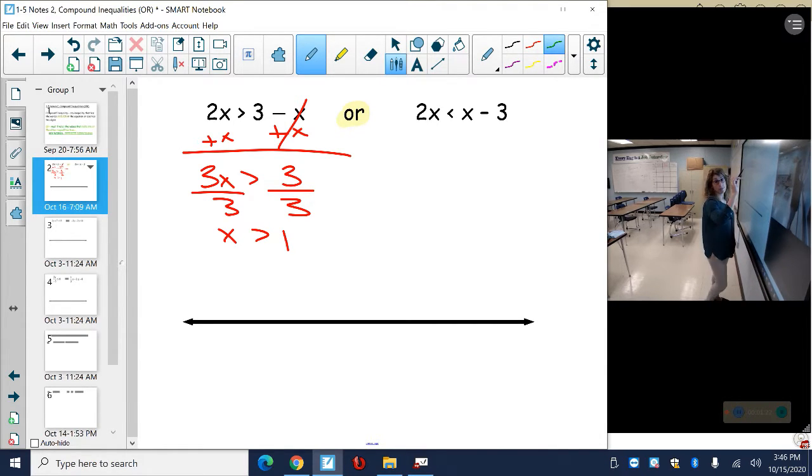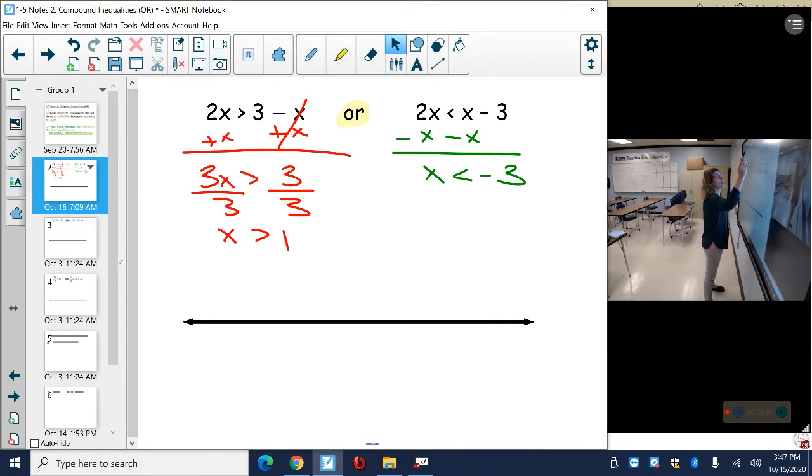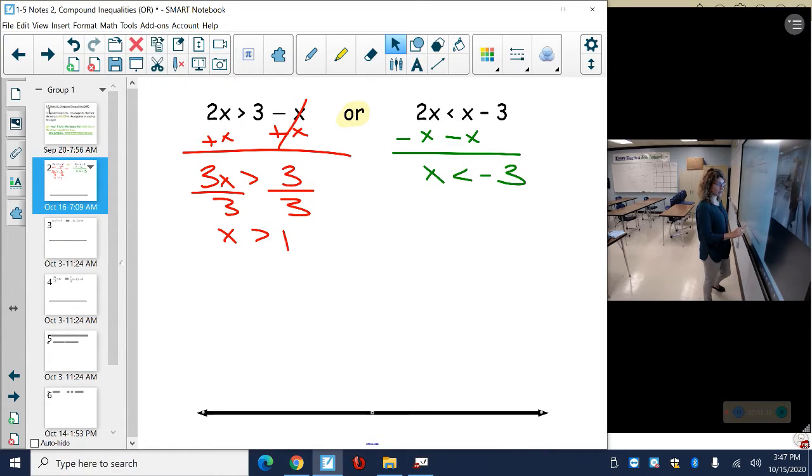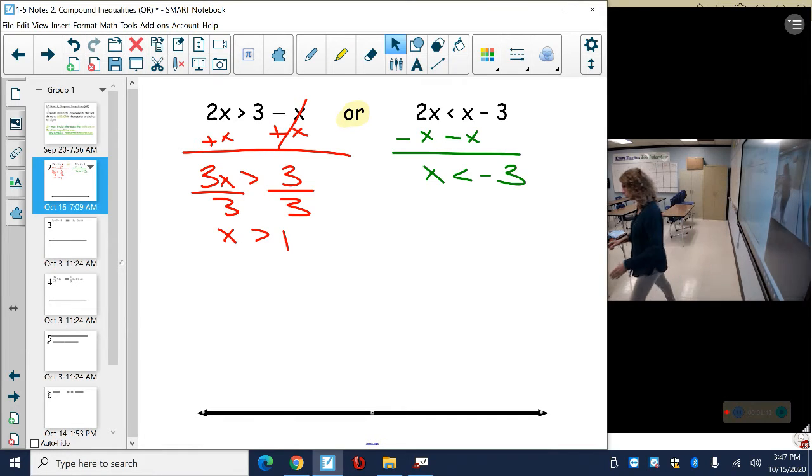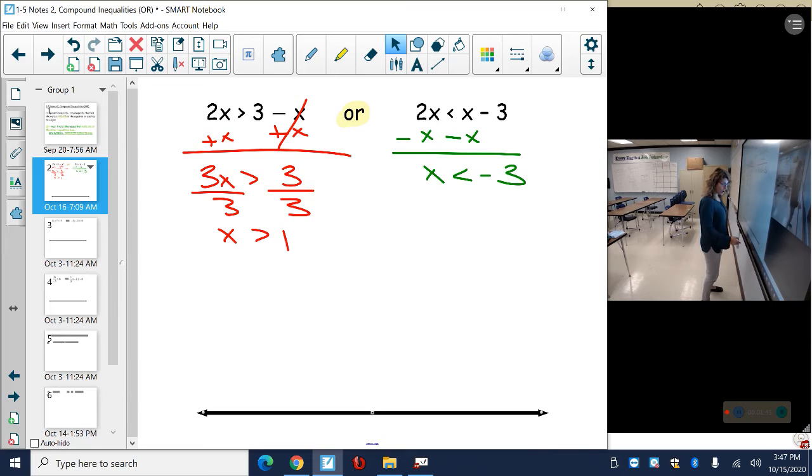Then I'm going to come over to the second one and do the same thing. I subtract x, and I have x is less than negative 3. Now these two would appear to be my answer, but that's not necessarily true. What you have to do then is graph these.